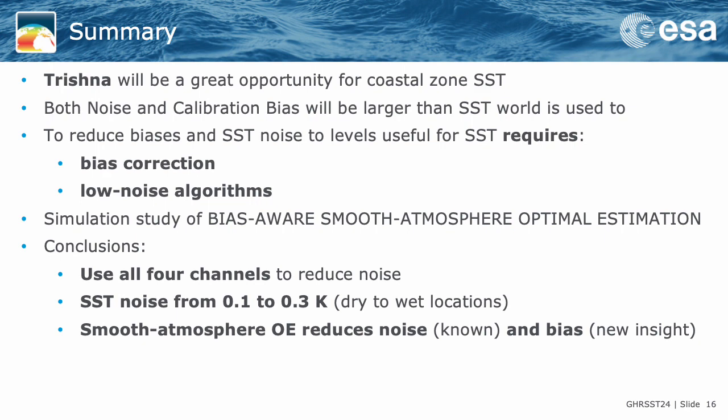I've presented a simulation study using bias-aware smooth atmosphere optimal estimation, which shows some promise. The conclusions for the study are that we need to use all 4 channels because that helps reduce the noise, that we can achieve sea surface temperature noise that ranges between 0.1 and 0.3 Kelvin across a range of dry to wet locations, which is very promising, and that smooth atmosphere optimal estimation is a way to do this, which both reduces the noise levels, which we knew before, but also is a way of reducing some aspects of the bias in the retrieval, which is a new insight.